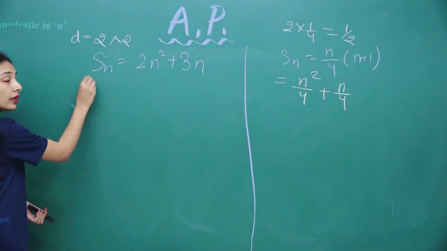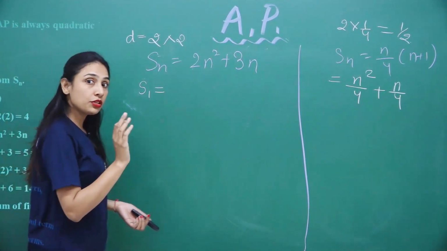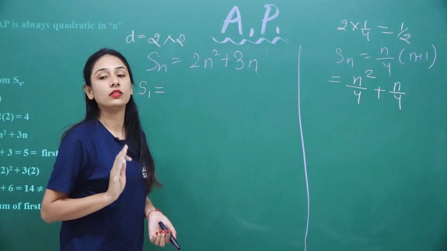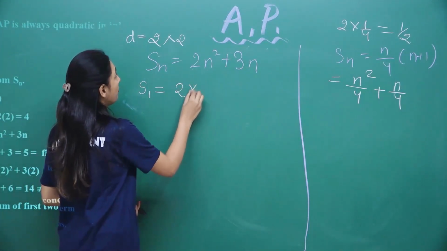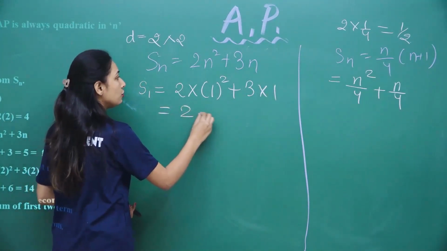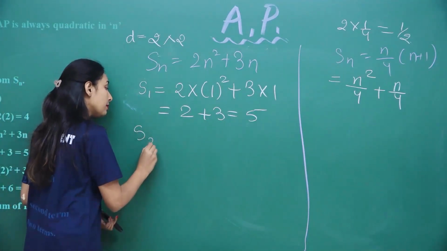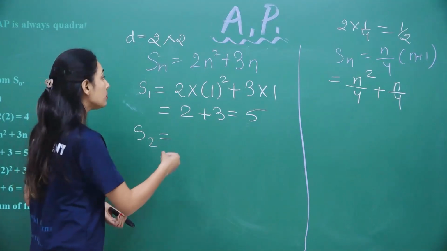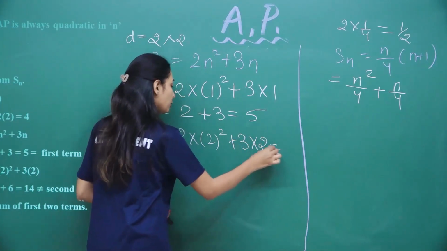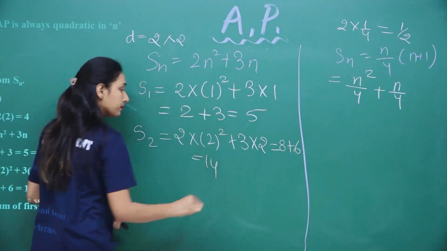Now, let's check it. Sn, so that means S1. S1 means the summation of one term. The summation of one term is the first term itself. So, S1 will be your first term. Here 2 multiplied by 1 square plus 3 multiplied by 1, that will be 2 plus 3 equals 5. Now, the second, summation of two terms. That will be 2 multiplied by 2 whole square plus 3 multiplied by 2, that will be 8 plus 6 equals 14.